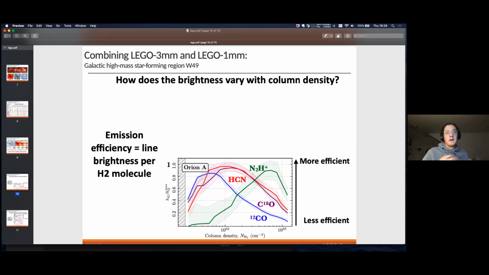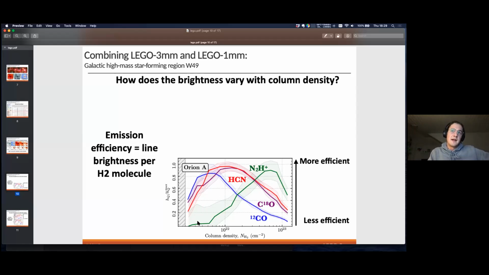Okay, so we can be slightly more quantitative about this, and here we determine the so-called emission efficiency. This is how bright your line, your CO line or your HCN line, is per H2 molecule. So basically you just take your line brightness and divide it by the column density. If you have a very high value of your emission efficiency, then your line would be emitting very efficiently within that region, but at a very low value, it would be emitting less efficiently.